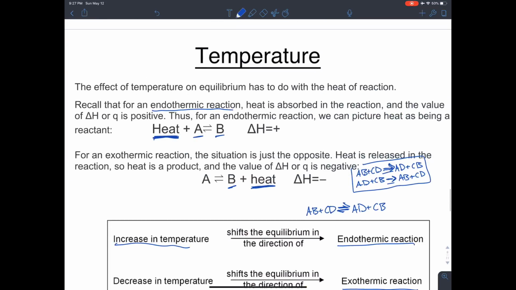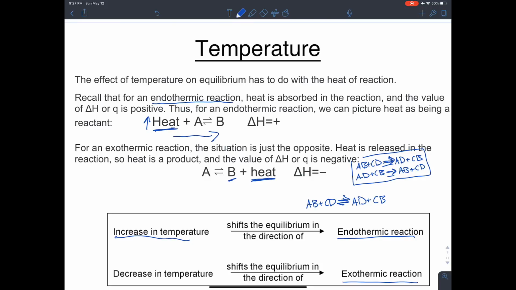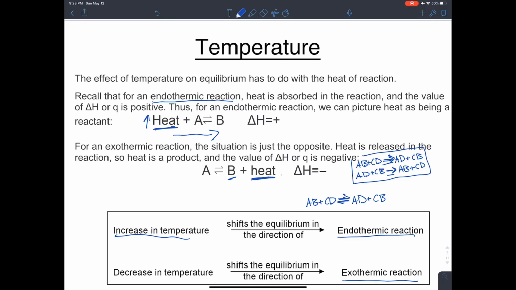So if I go back up here, in the first case here, heat is a reactant. So if I add heat, if I increase the temperature, I'm increasing the reactant side and I'm going to shift toward the products. In this case, down here, if I add heat, I'm increasing the products and I'm going to shift towards the reactants. And then the opposite is true for these as well. If I decrease heat, I'm going to shift toward the reactants in this case.